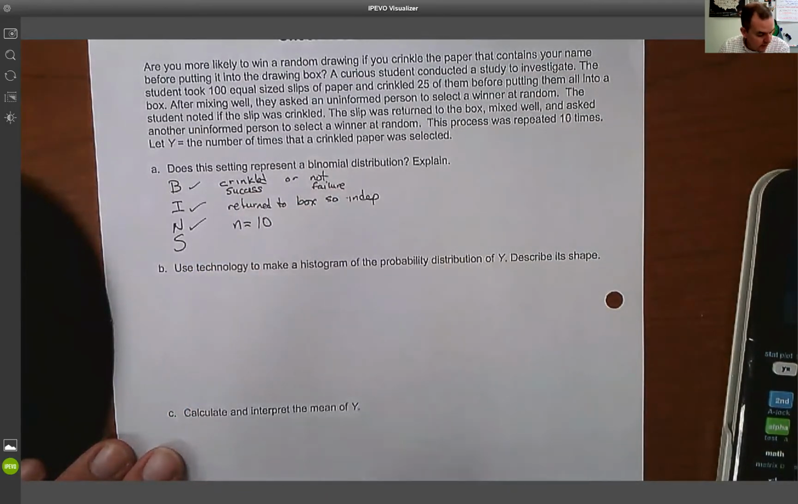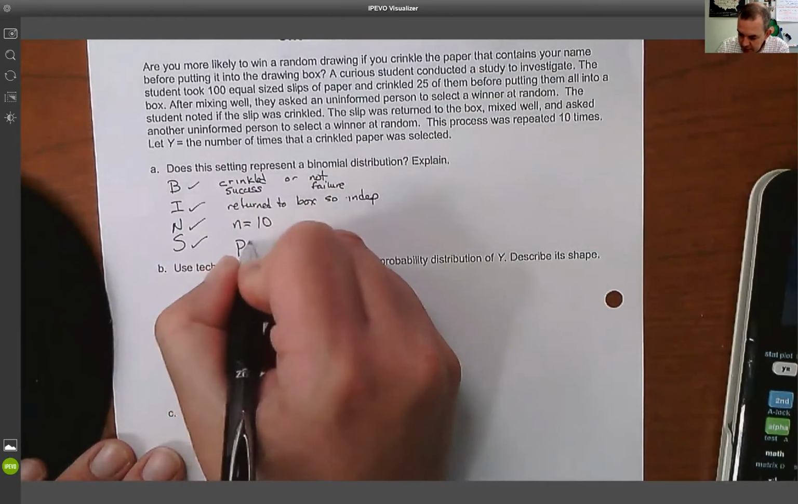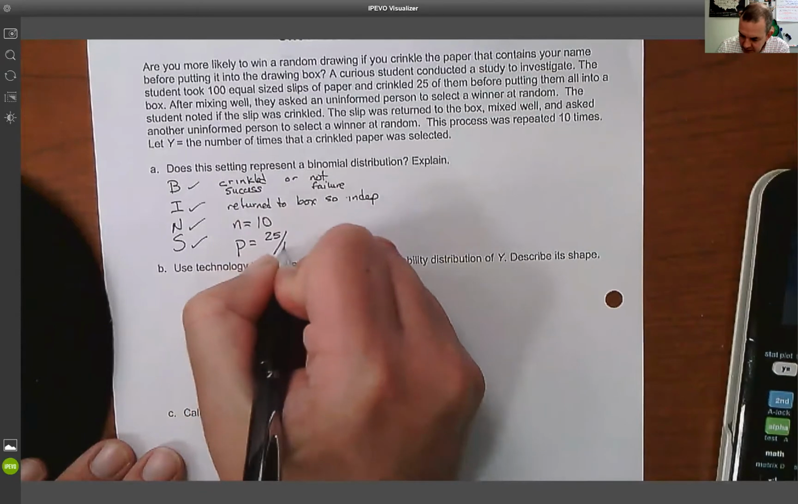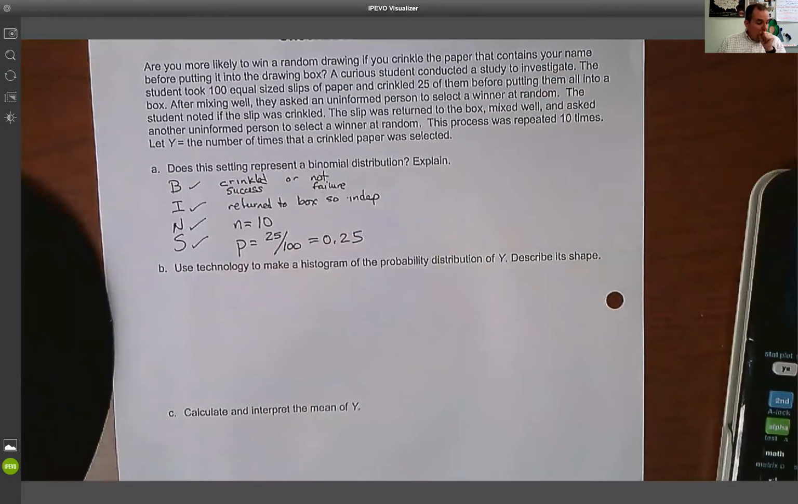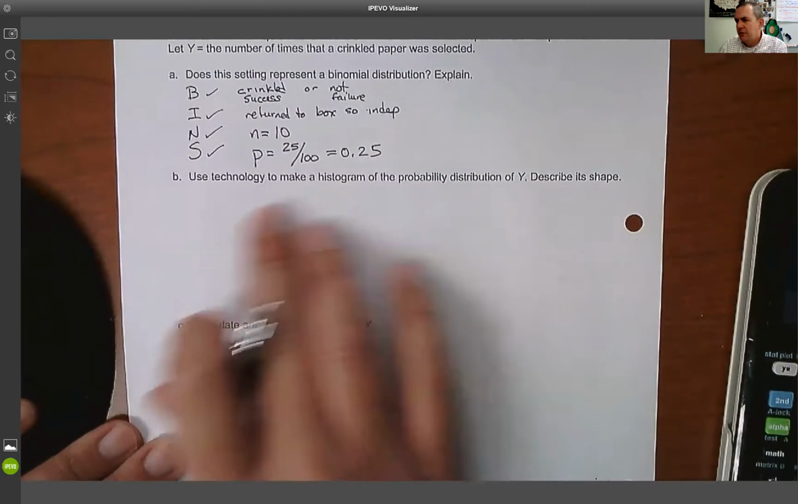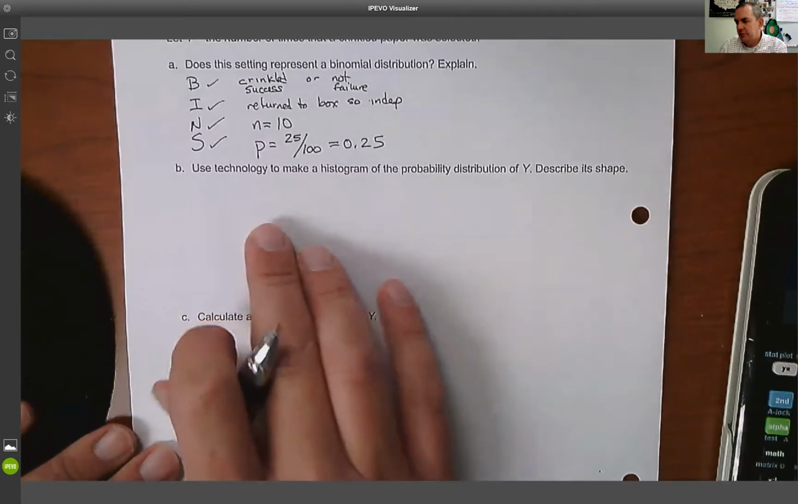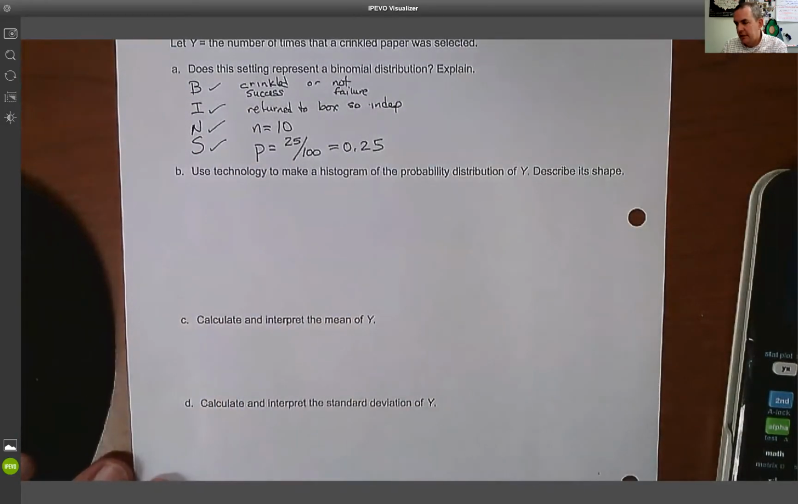And in this case, we're looking at our success probability. Does it remain the same? Yes, our probability is 25 crinkled pieces out of 100. So my probability of success is 0.25. What we want to try and figure out is our mean and standard deviation. I'm going to hold off on using the technology of the probability distribution. We're going to come back to that, but I'm going to talk about the mean.